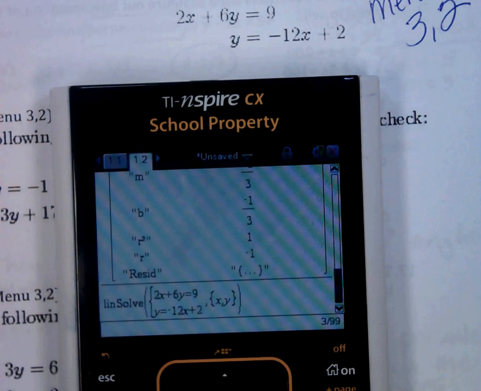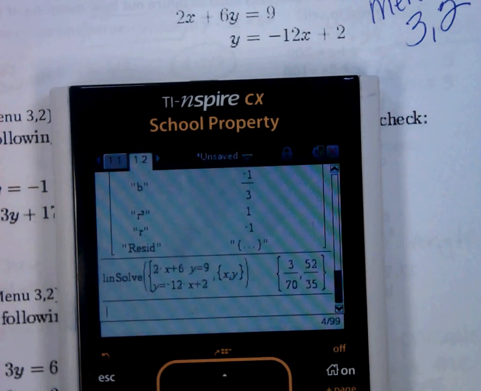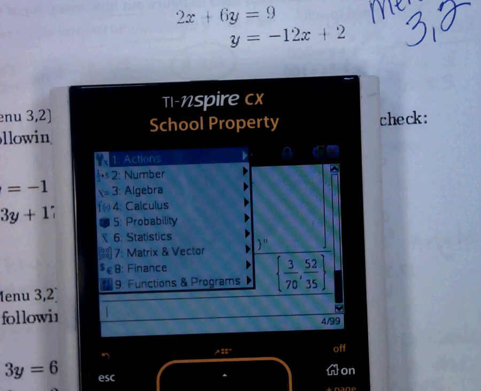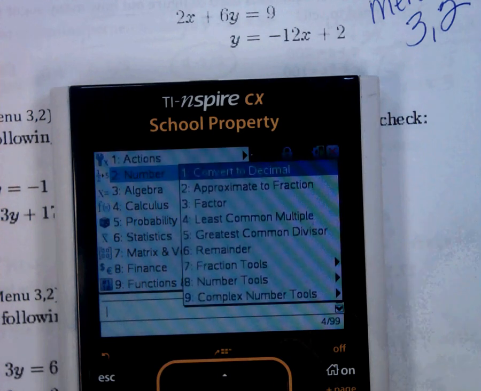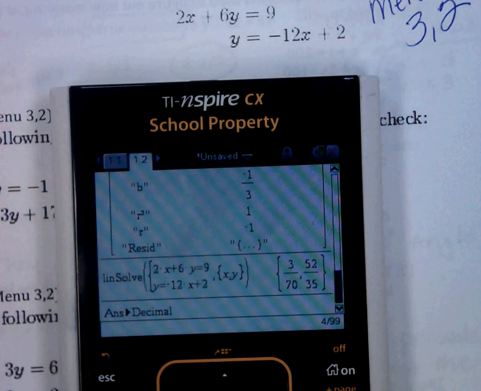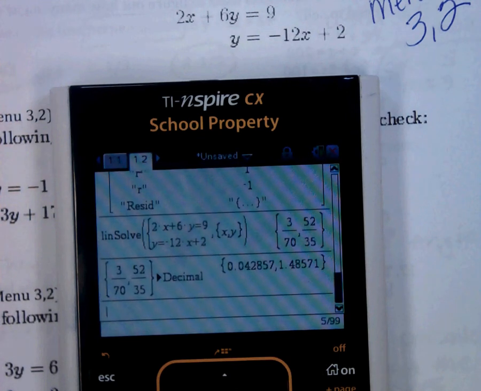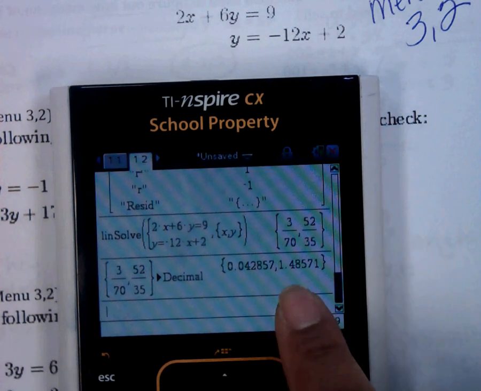I want you to notice how I'm checking my work. Guys, you got to start checking your work. Ooh, this is ugly, isn't it? It is very ugly. So let's menu 2-1 this. Menu. Let's do something to the number. Let's make it a decimal. I just like that better. And I see that it's 1.49. So either answer I will take. 1.48 or 1.49 or 52 over 35.